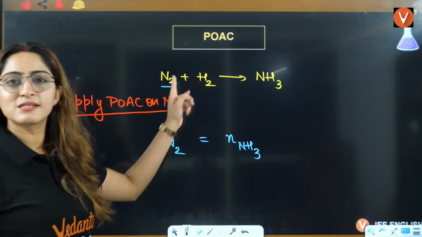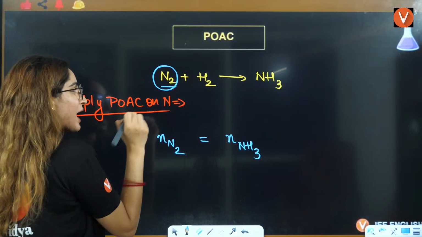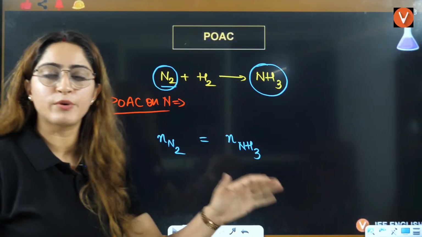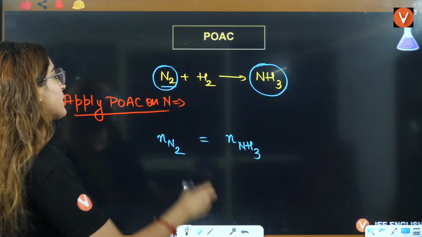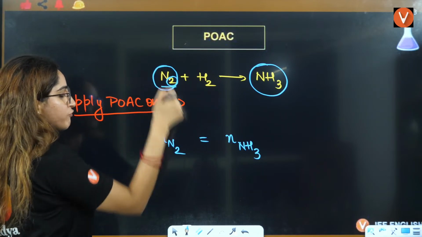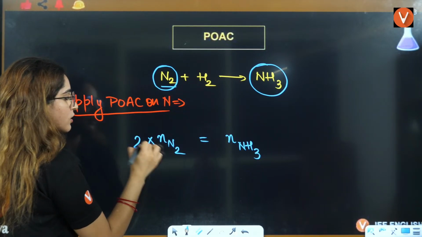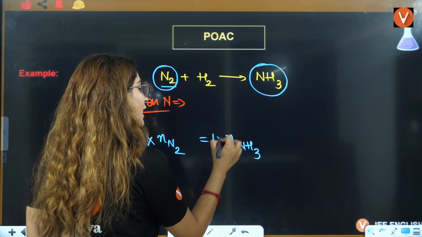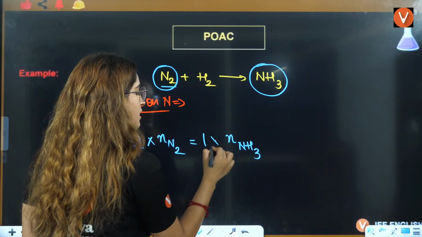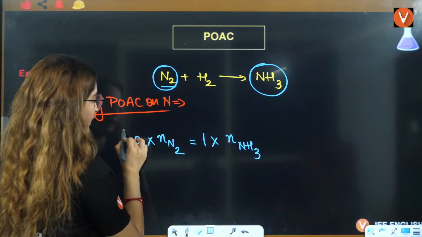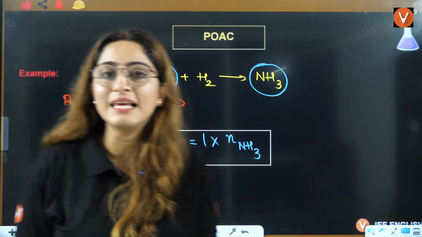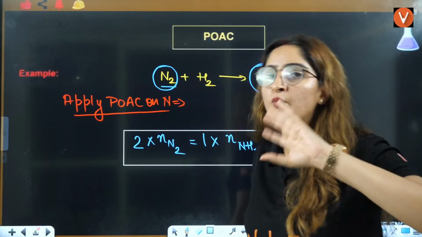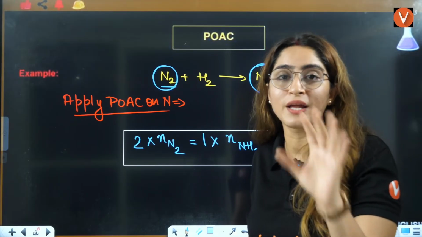In this case, N2 has nitrogen. In this case, ammonia has nitrogen. So we will equate the number of moles here, but we will multiply it with this number. Now in 1 mole of N2, you have 2 nitrogen atoms, and in 1 mole of NH3, you have only 1 nitrogen atom. So you can write it like this, this is your POAC application. Simple, easy, right? Maybe in the first go, you will be like, ma'am, what are you doing? Let's take 1, 2 examples. Trust me, you will find it very easy, right?